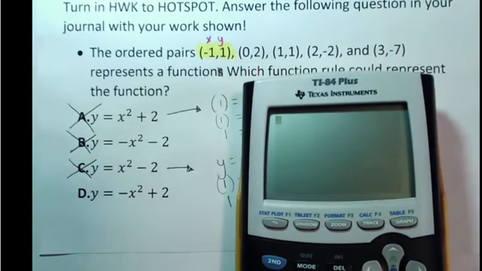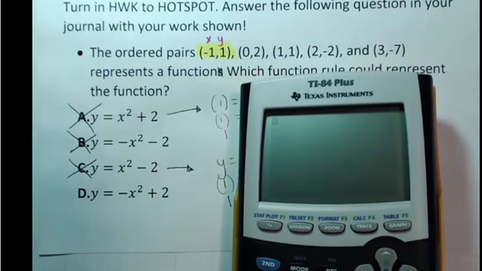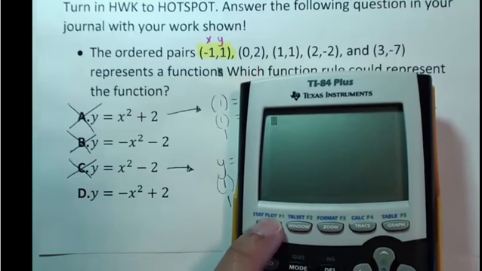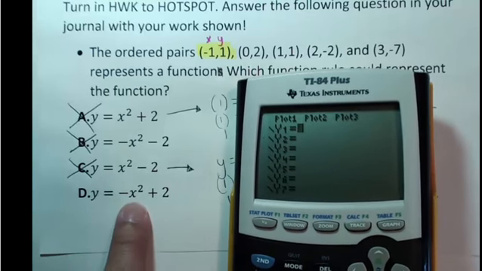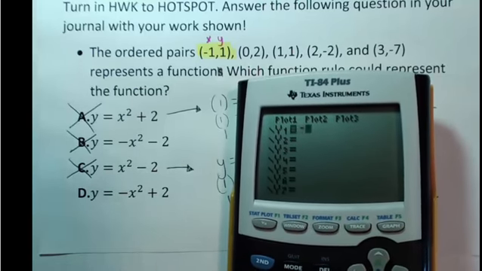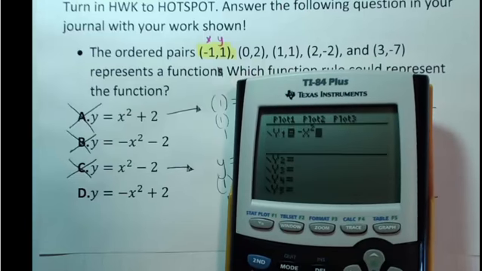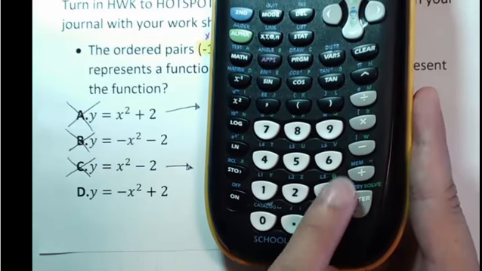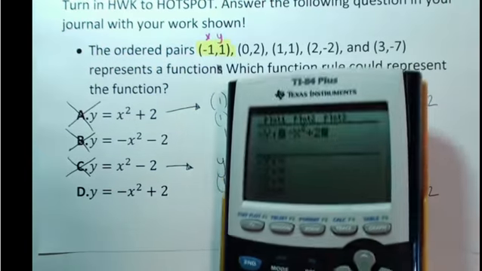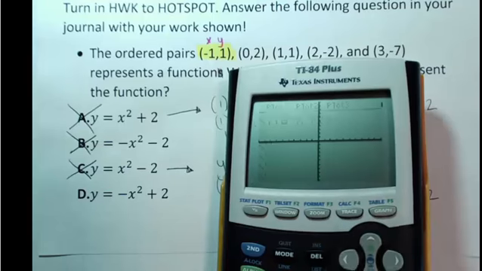So whenever you get your calculator out, some of you may have already done this. I'm going to go to the y equals, and I'm going to clear whatever I have, and I'm going to plug in this function rule. So -x squared plus 2. Make sure you use the negative sign, which is down here, not the subtraction sign. And I'm going to go ahead and graph it. I always look at the graph.